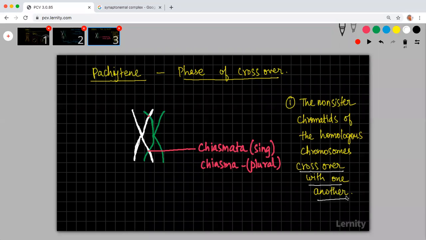Why is variation important? Because that will give you survival advantage. If all the organisms are the same, then there is a problem. What is the problem? If suppose some pandemic is striking, everyone will be affected at the same time.